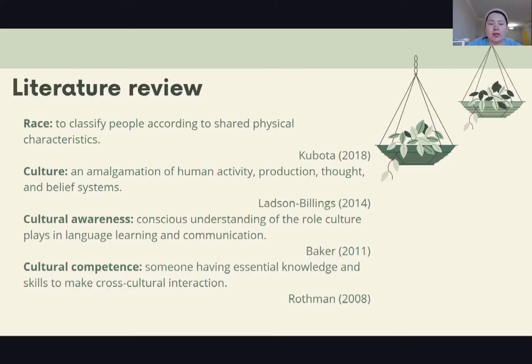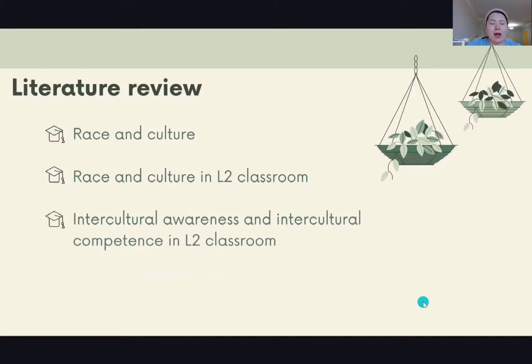For cultural awareness, in 2011, Baker thinks cultural awareness is conscious understanding of the role culture plays in language learning and communication. And for cultural competence, in 2008, Rothman thinks cultural competence is someone having essential knowledge and skills to engage in cross-cultural interaction. So I read some articles, many about 3 topics. The first is race and culture. Kubota thinks that racial discrimination and prejudice come from people's misunderstanding and stereotypes of others' racial, ethnic, or cultural characteristics.